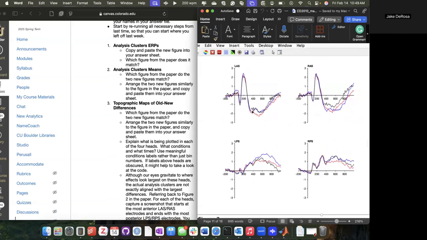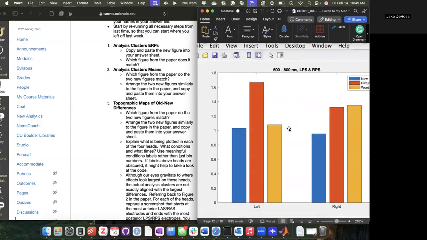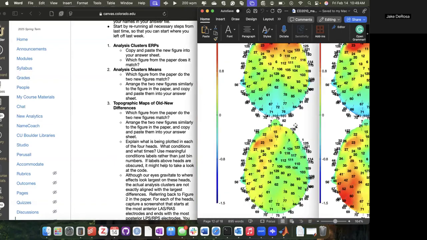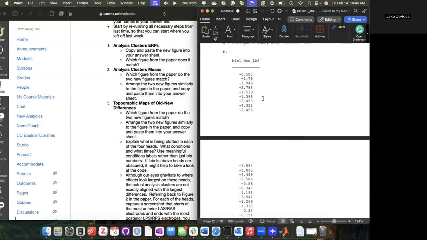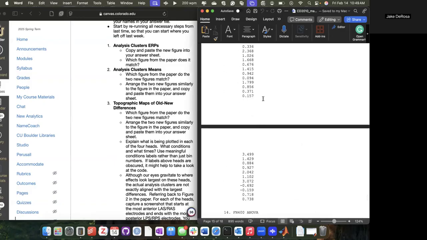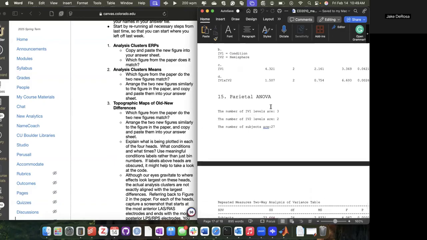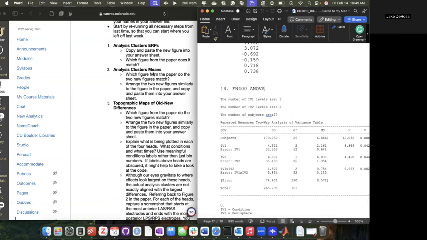So we're going to be looking at the LAS, RAS, LPS, and RPS from the clustering of the ERPs. We're going to be looking at some of the various figures of the amplitude of those outputs and comparing them. We'll also be looking at some of those topographic maps again here. And then finally, we're going to be getting some of those topographic differences and then running our ANOVA outputs for both the parietal and the FN400.